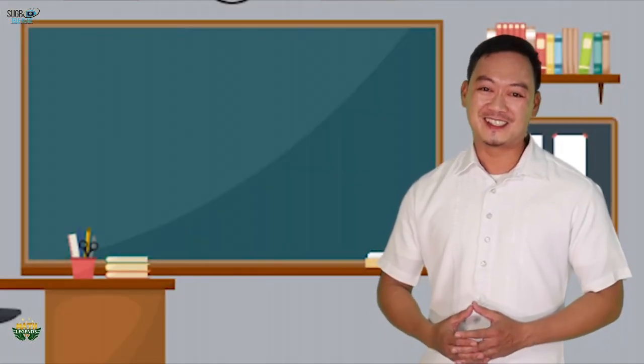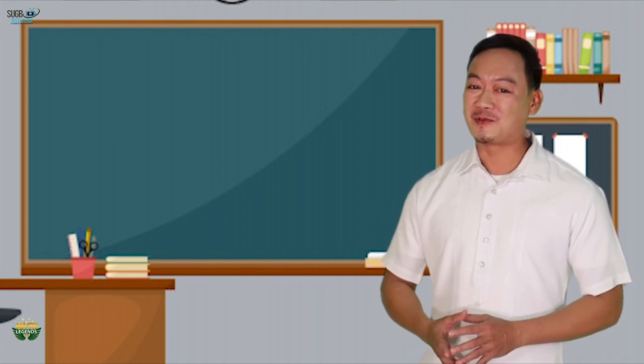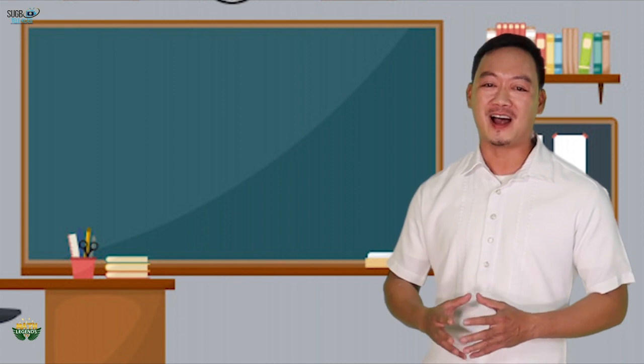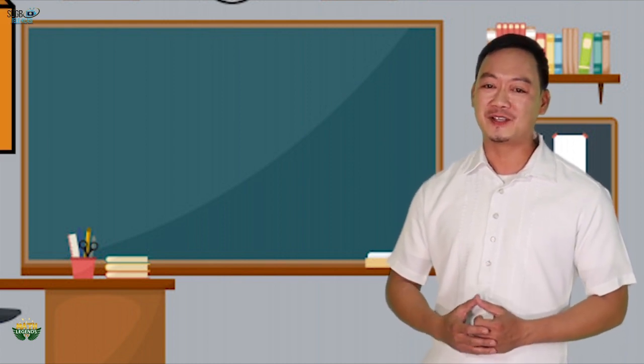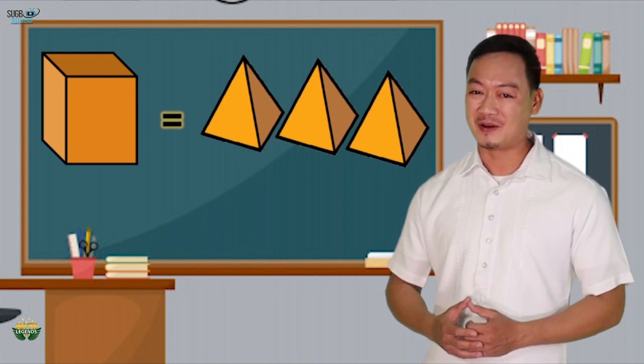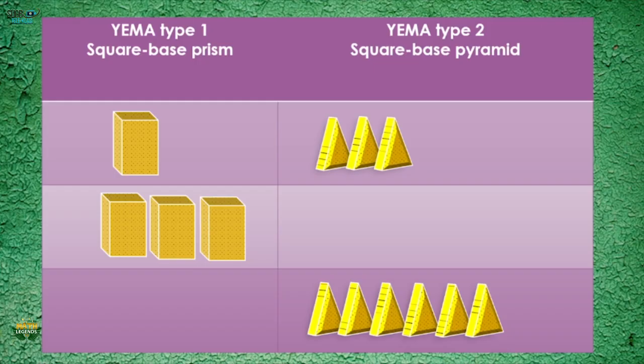So what have you found out? That's right. With similar or equal area of their base and their height, a square base prism is 3 times greater in volume than a square pyramid. So for the Yema, can you tell how many for each type will equal the other? Let's fill this table.